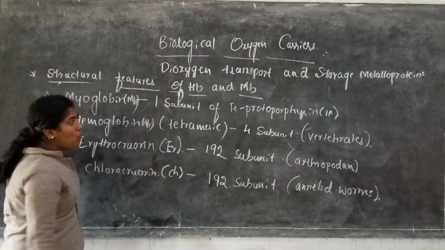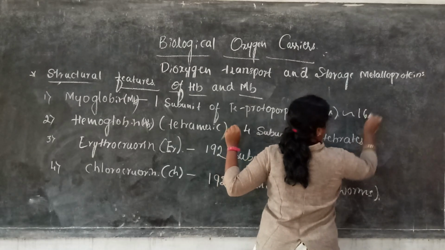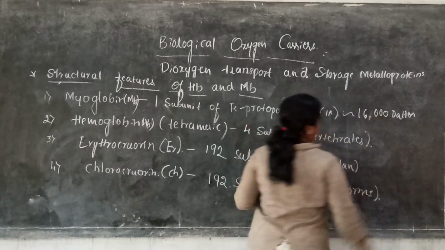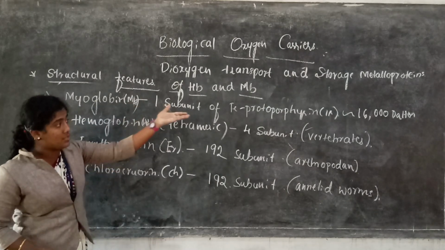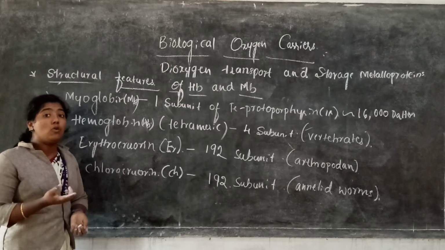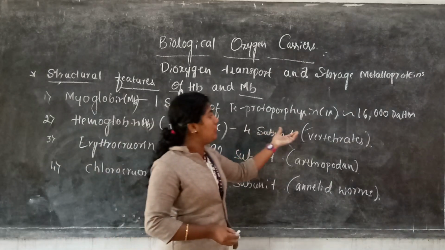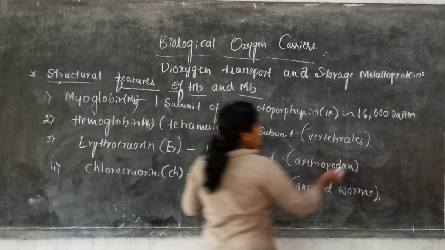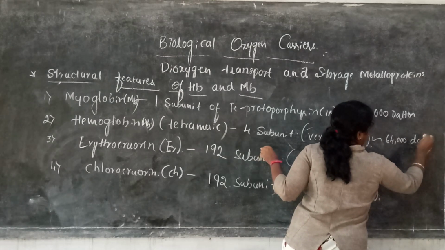Here the molecular weight of myoglobin is nearly 16,000 Daltons. So we have calculated that hemoglobin contains 4 subunits of the myoglobin unit. So with 4 myoglobin units, 16,000 into 4 is nearly 64,000 Daltons.